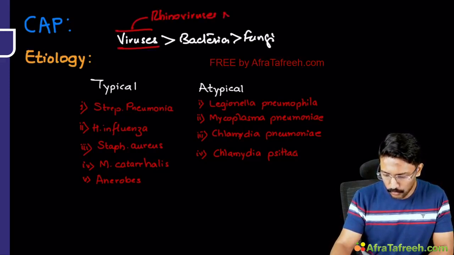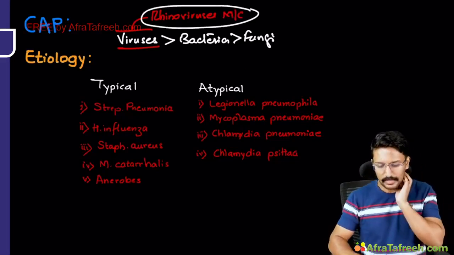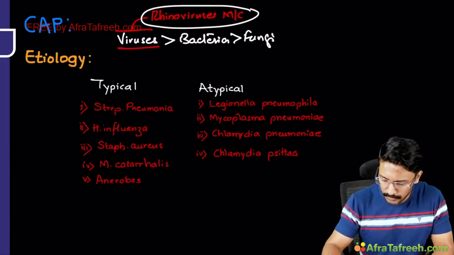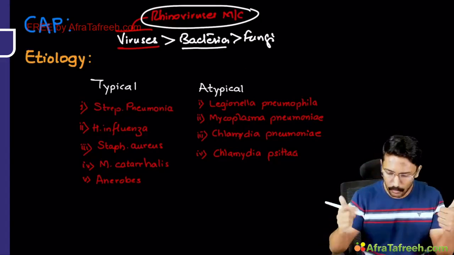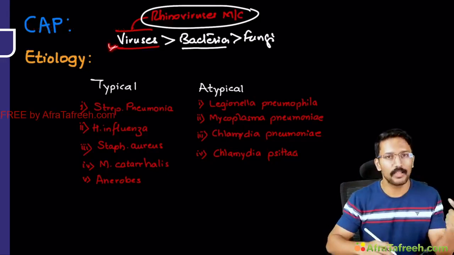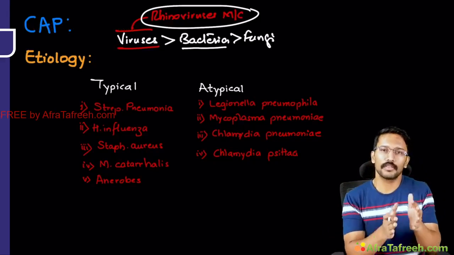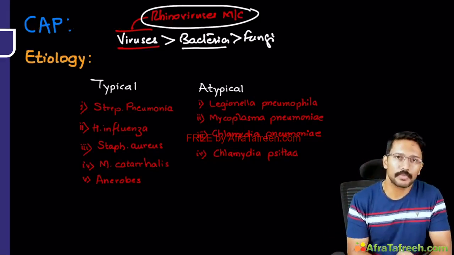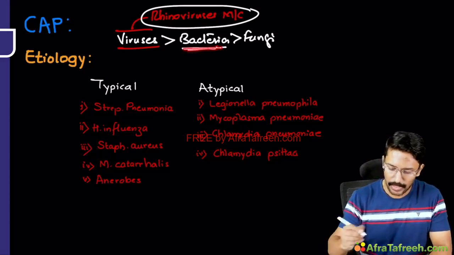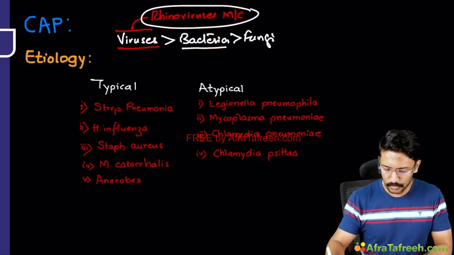Rhinoviruses are the most common. This is a potential MCQ point. But still our concern is primarily with respect to bacteria, because bacterial pneumonia can be fatal. I am not saying that the viral pneumonias don't kill the patients, but at least in bacterial pneumonia, acting timely and using the right antibiotic or the right combination of antibiotics can be life-saving. That is why the focus is on bacterial pneumonia. Viral pneumonia, as you all know, mostly is going to be supportive.